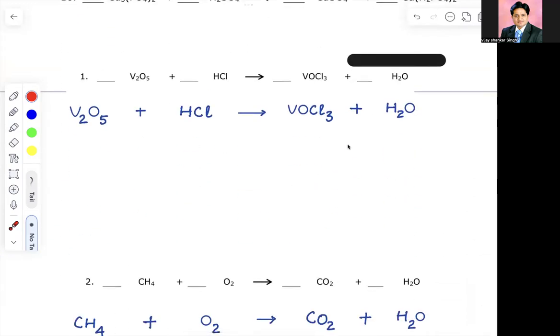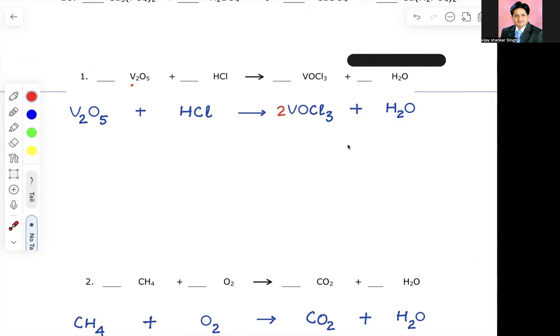If you look at the first equation here, you see there are two atoms of V, vanadium, and there is one atom of V. So we need to balance this V first. In order to balance V, since there are two atoms here and there is only one, I could multiply this part by 2. Now, you see there are two atoms of V on the reactant side and two atoms of V on the product side.